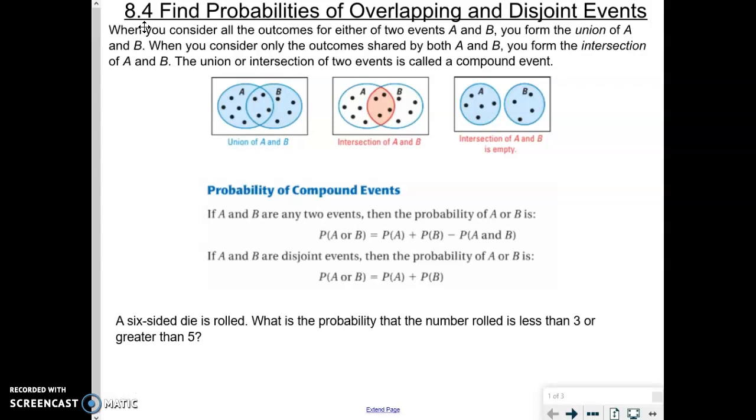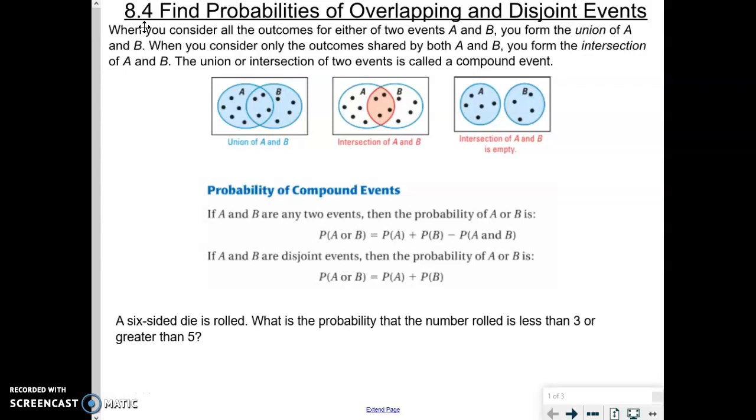So we're going to talk about not only the outcomes of A and B, but of the ones at the intersection as well. In some cases, you have disjoint events, which are ones where it is simply A and B where the intersection is empty. As you can see here, given that there is an overlap, the probability of A or B would be equal to the probability of A plus the probability of B minus the probability of A and B, which is the overlap.